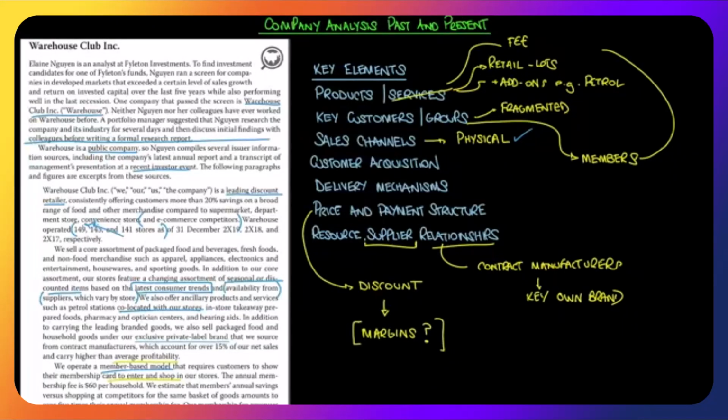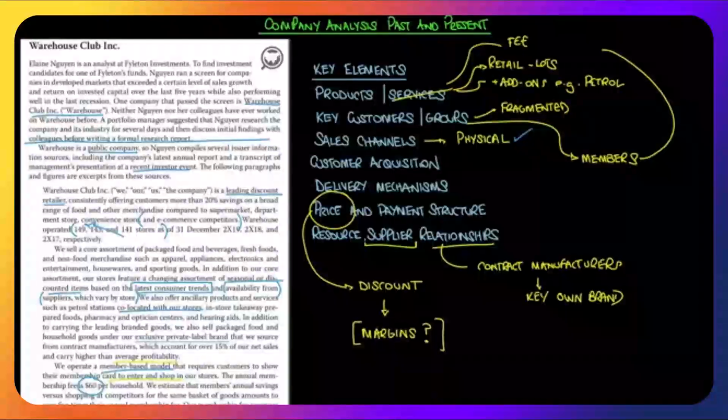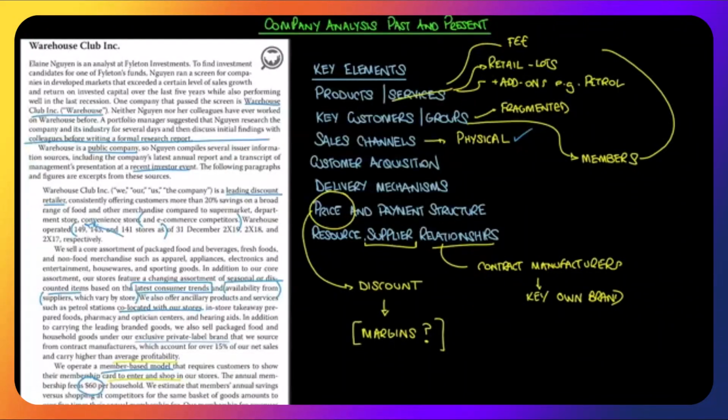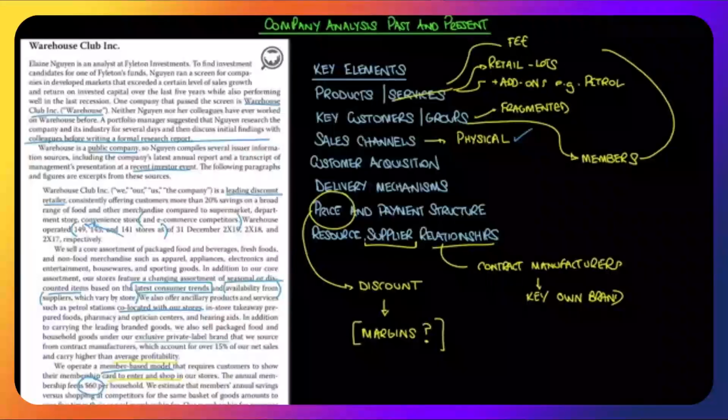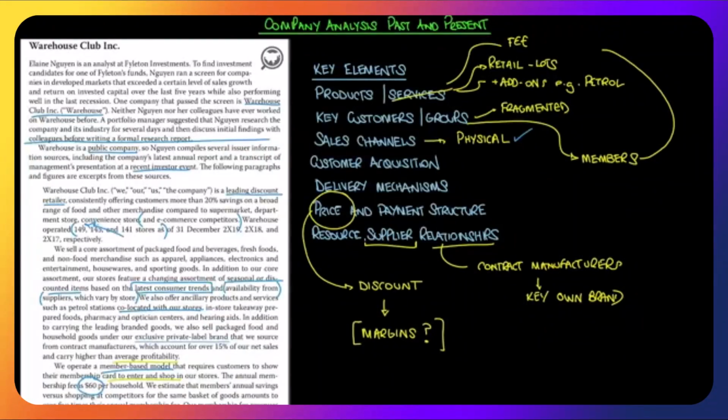Estimate the members' annual savings versus shopping at competitors for the same basket of goods amounts to over 5 times their annual membership fee. Pricing is absolutely key. Why are people willing to pay $60 a year to shop here when you can go into other shops for free? The only reason you would do it is if you are making savings greater than that $60. Or at least, if it looks like you will. I think we've all done this where we join, pay the $60 and then never go again. It was a good idea at the time. But you have to have the perception that there are savings to be had. That makes their pricing structure, again, absolutely key.